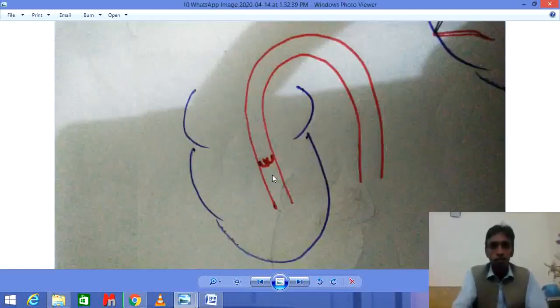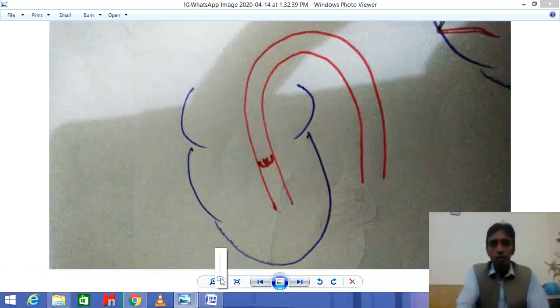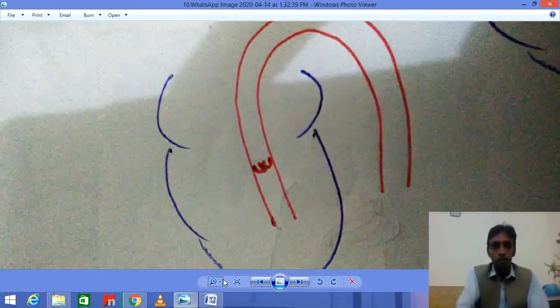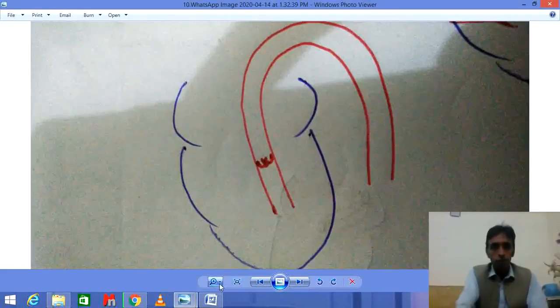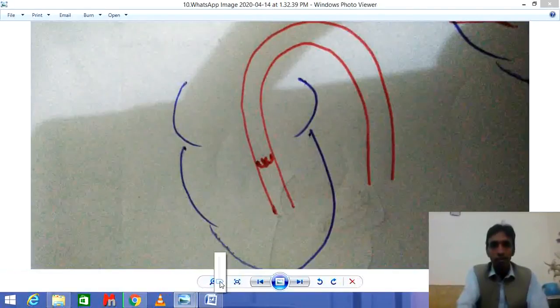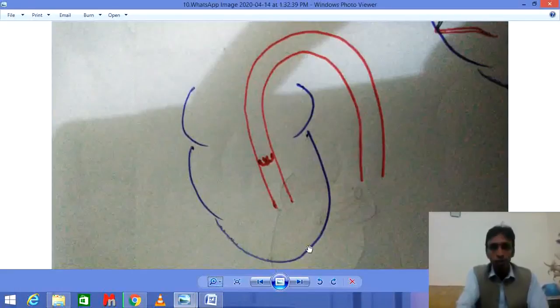This is the next diagram. In this diagram, I have explained this diagram time and again, so you will be bored of it. This is the heart, this is the aorta, and this is the aortic wall.